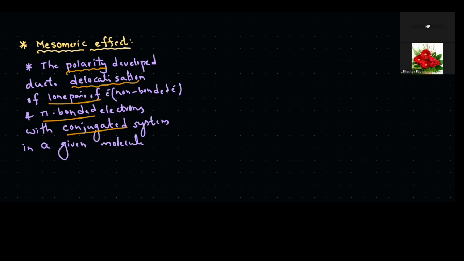The mesomeric effect is classified into two categories. One is plus M or plus R. Another one is minus M or minus R. What is the meaning here? The mesomeric effect is also called the resonance effect. That's why I wrote plus or minus here. Separately we will discuss resonance as another topic.